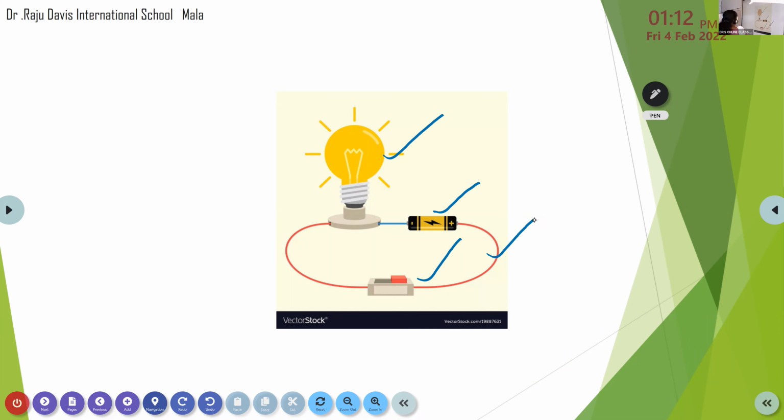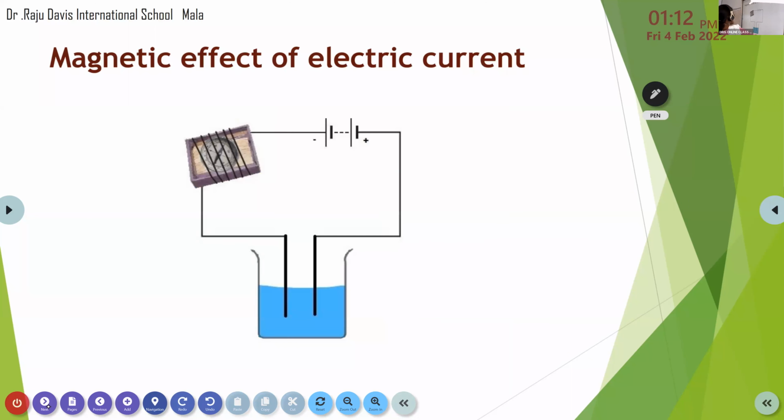So again, if this is an electric circuit, is this an electric circuit? Which are the components here? What is this? Battery. Okay. So what is this? It's a magnet.